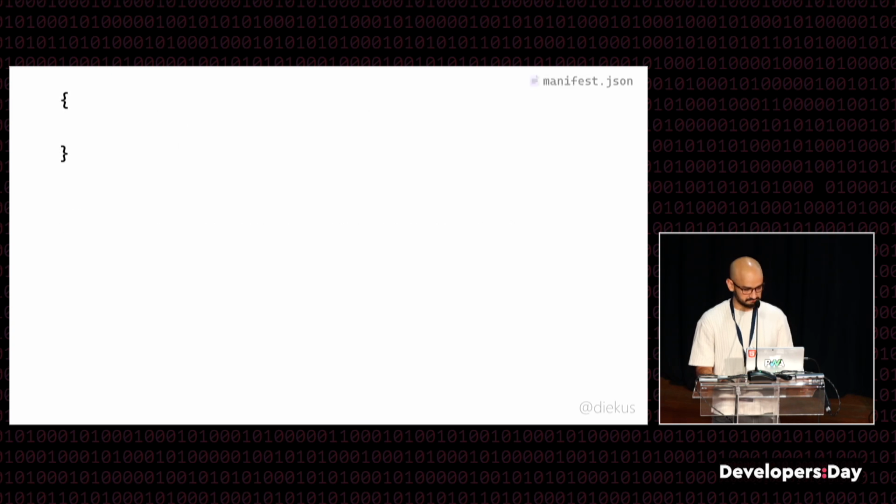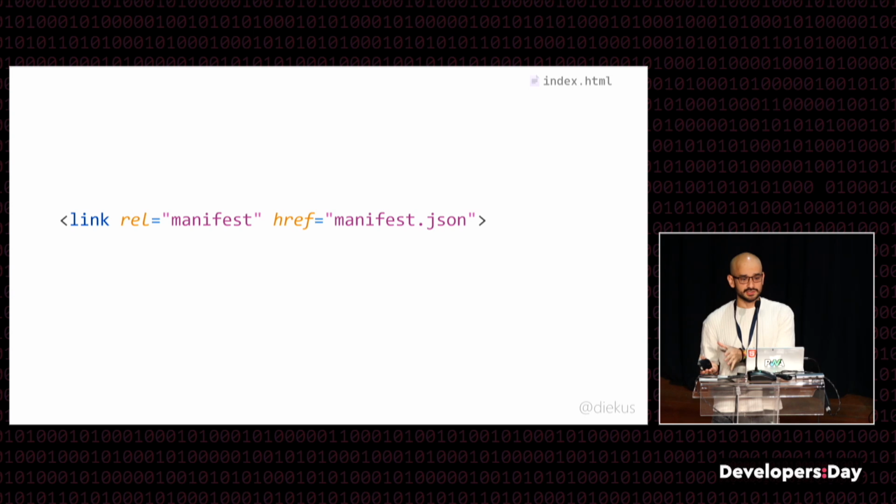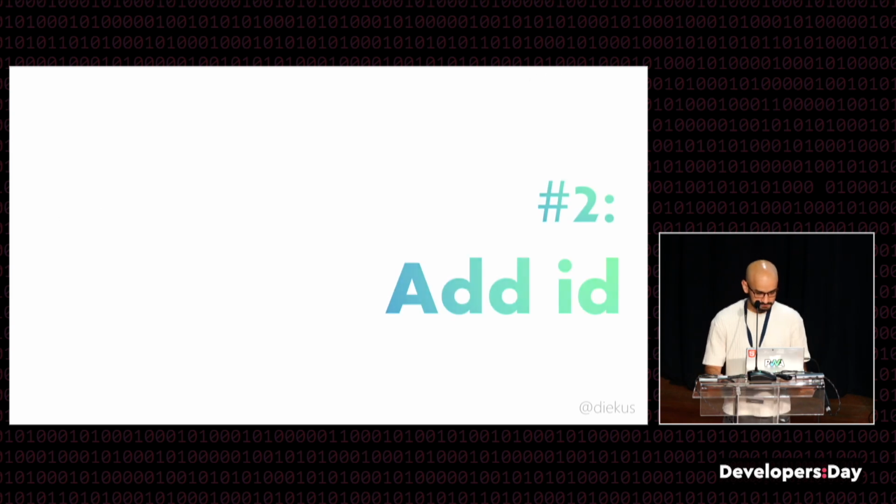So if we create a manifest.json file and we put it on the root of our website, and we just create an empty JSON file, that's the first step into making your website into a web application. And of course, in your HTML, your index.html, you would want to link this manifest to the code itself. So this line of code will get you the manifest in your HTML linked to the manifest file.